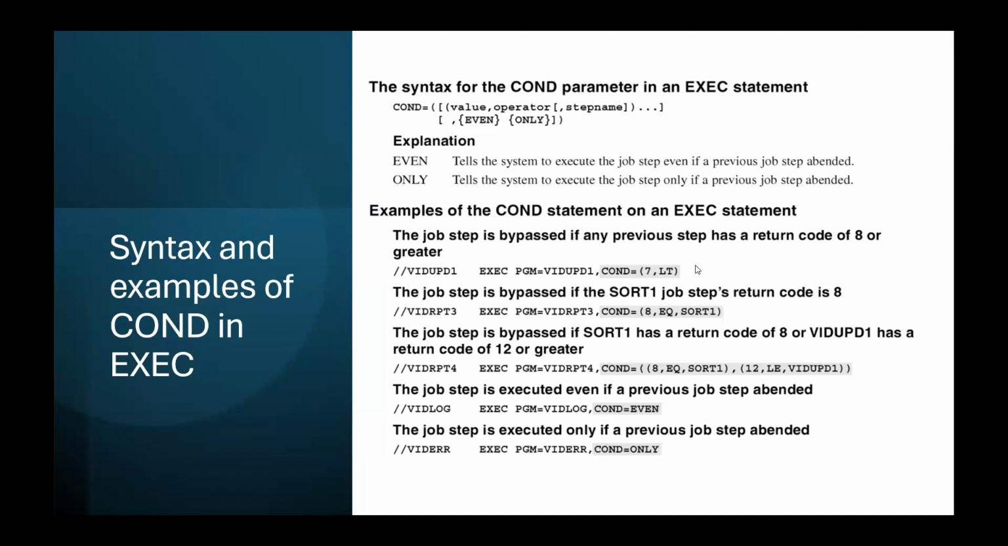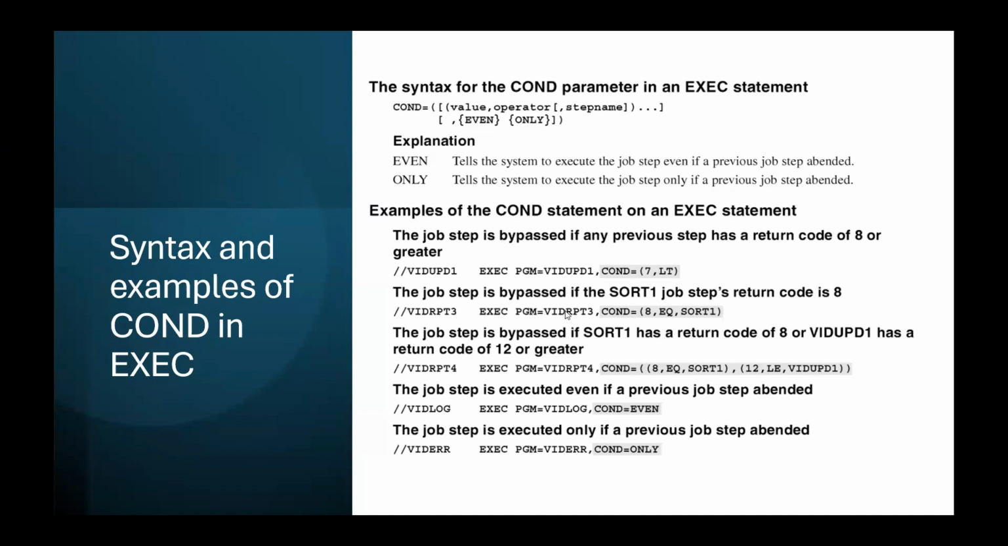That means your system will execute the next job step. If you get a return code of 8 or greater than 8 from the previous step, the condition checks 7 less than 8, 7 less than 12. In that case, your condition is satisfied, and that's why your execution will stop there and all other steps are bypassed. So that is what the first example is.